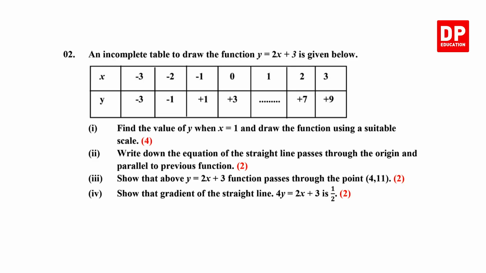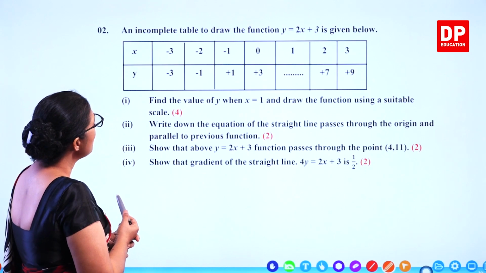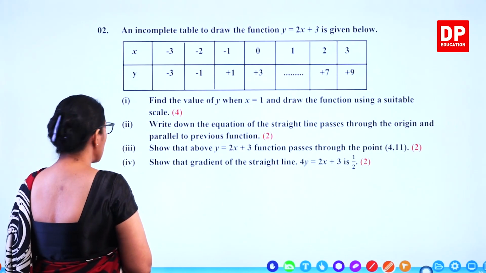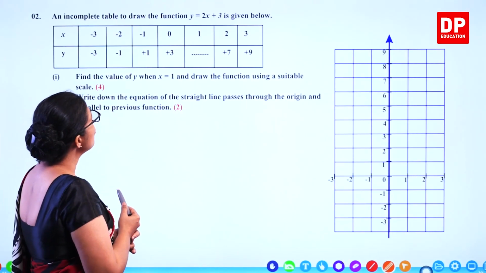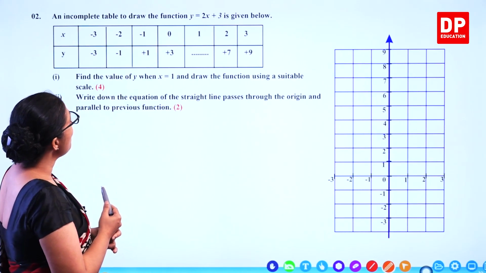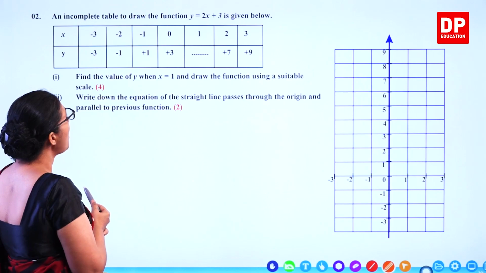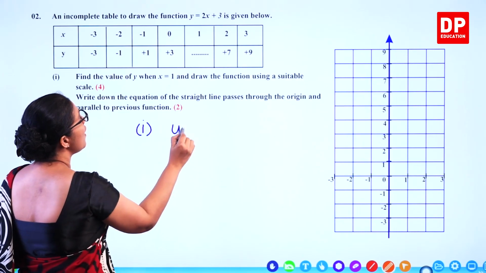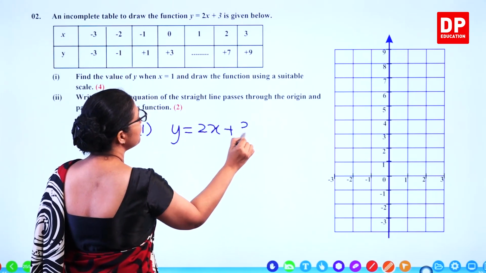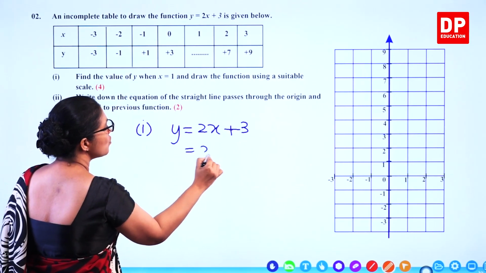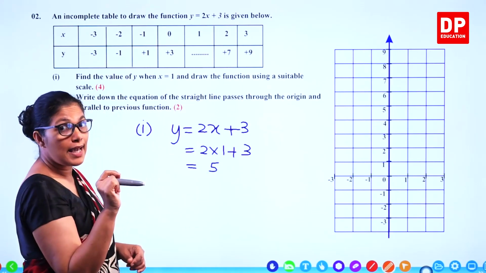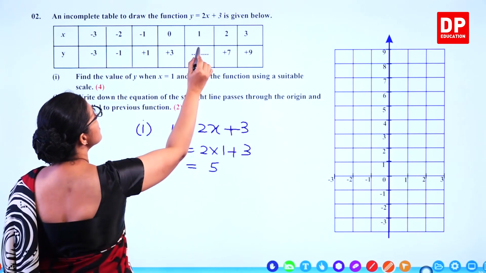Question number 2. This is about straight line. So you have to draw the straight line. Find the value of y when x equals 1. So you have to first fill in the blank. So let's do this question. Complete the table to draw the function y equals 2x plus 3 given below. Find the value of y when x equals 1 and draw the function using a suitable scale. So we'll first find out the y value when x equals 1. Substitute 1 there. 2 times 1 plus 3. First multiplication, you get 5. So this is 5.